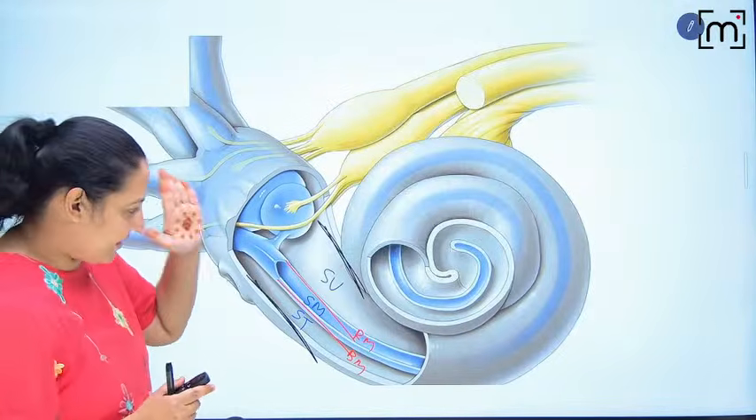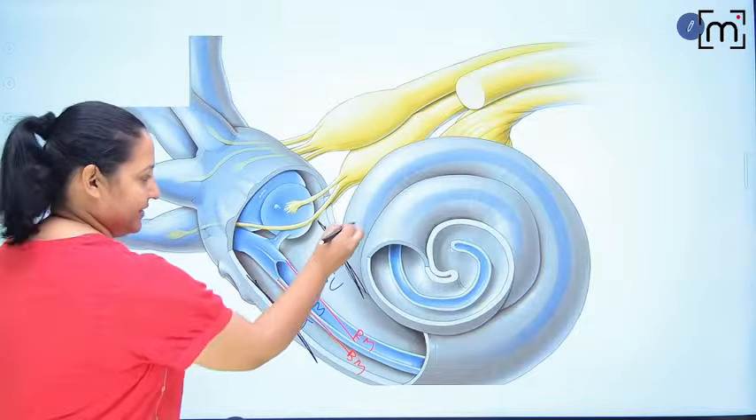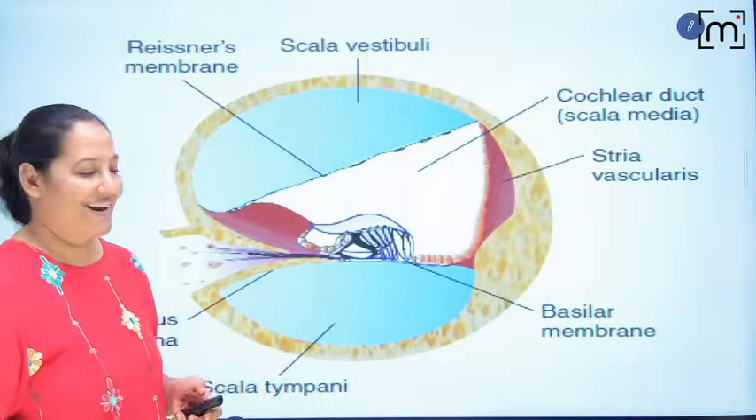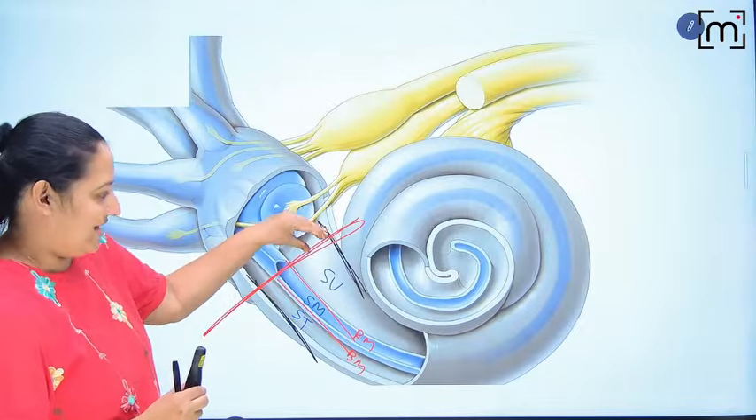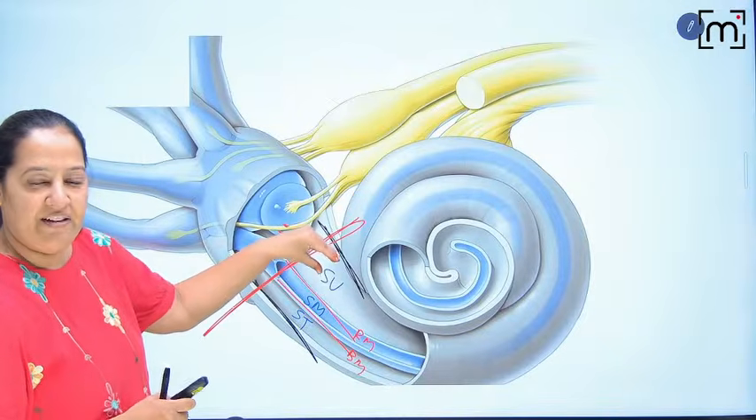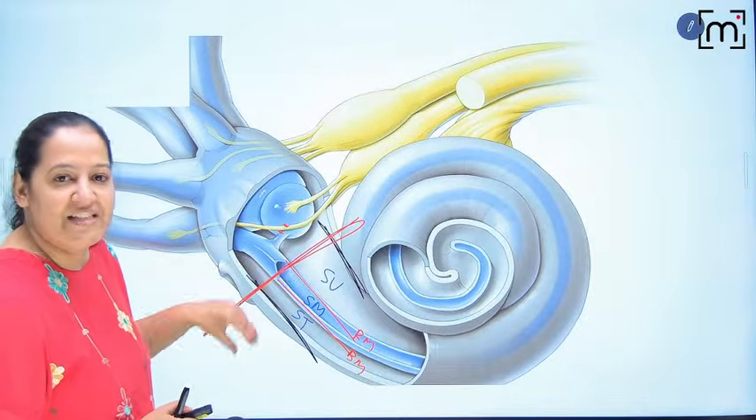Let's cut it from here and see the cross section view. It looks like this. I will see three cavities: the upper cavity, middle cavity, and lower cavity. The upper cavity is vestibuli. The middle cavity is media, the cochlear duct. And the lower cavity is tympani.